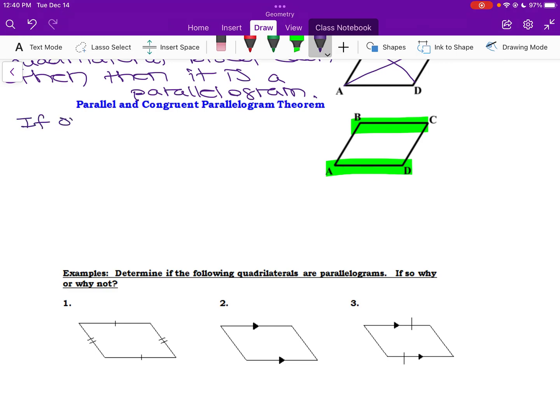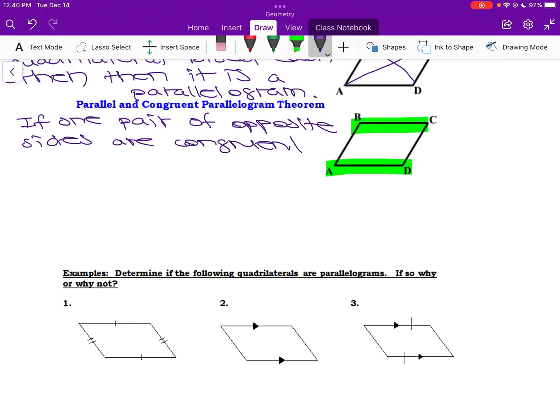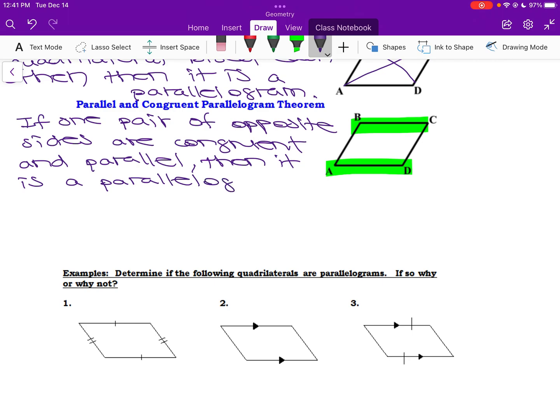So if one pair of opposite sides are congruent and parallel, then it is a parallelogram. And that's it. Now we have all of those theorems.